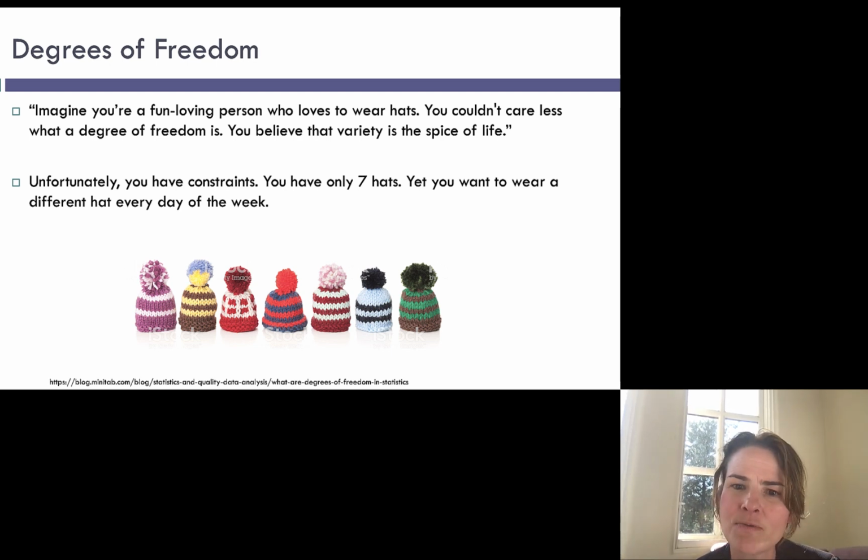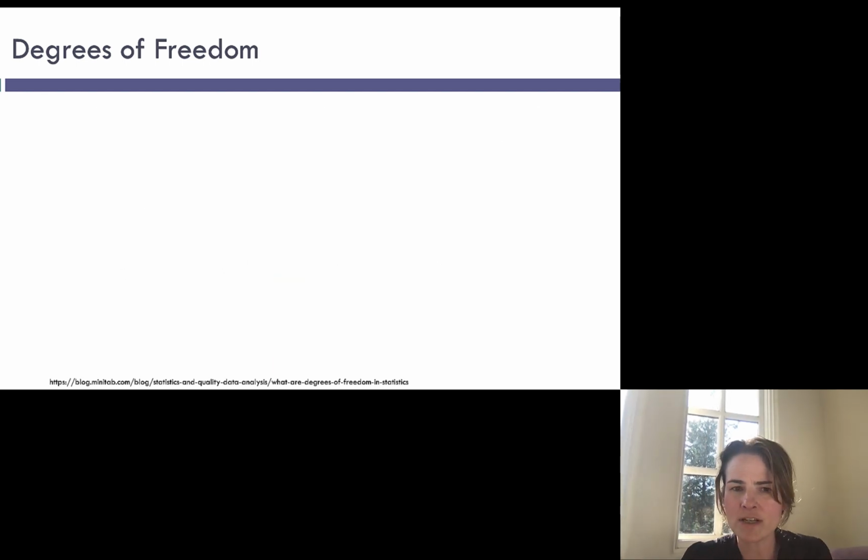We talked about this before, that it's important when we have our model that we need some variability, and variability allows us to make choices. Degrees of freedom are like that. I kind of like this example: think of yourself as a fun-loving person who loves to wear hats. You couldn't care less what a degree of freedom is. You believe that variety is the spice of life. Unfortunately, you have constraints. You only have 7 hats, and yet you want to wear a different hat every day of the week. When do you have choices?